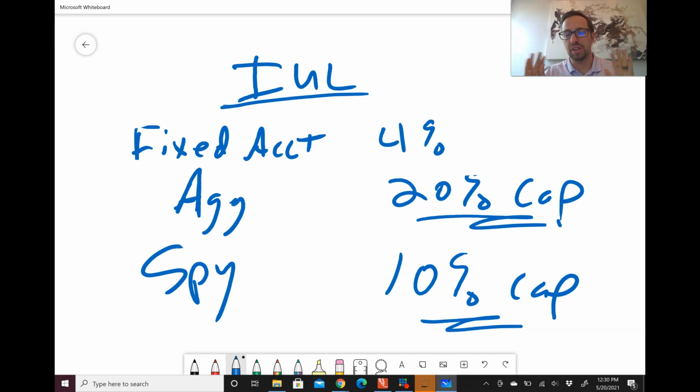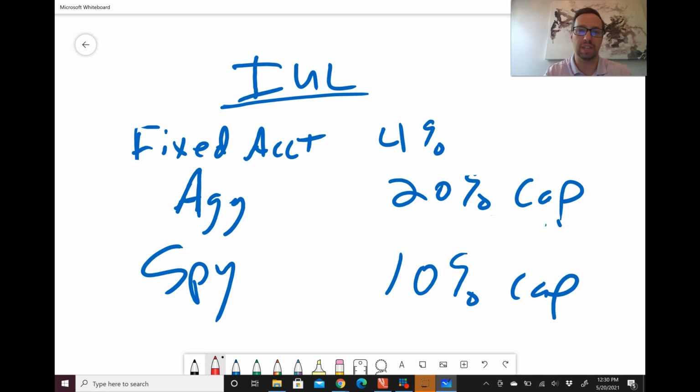The answer is the company does not care at all. In fact, if you were to give the company a crystal ball and the company knew which of these options was going to generate the highest rate of return. So let's say the company does have a crystal ball, and they know what these indexes are going to perform at the end of the year. So obviously the fixed account's going to pay 4 because that's what it pays. It's a stated rate. Let's say that AG is going to perform at 5%, and SPY is going to perform at 9%.